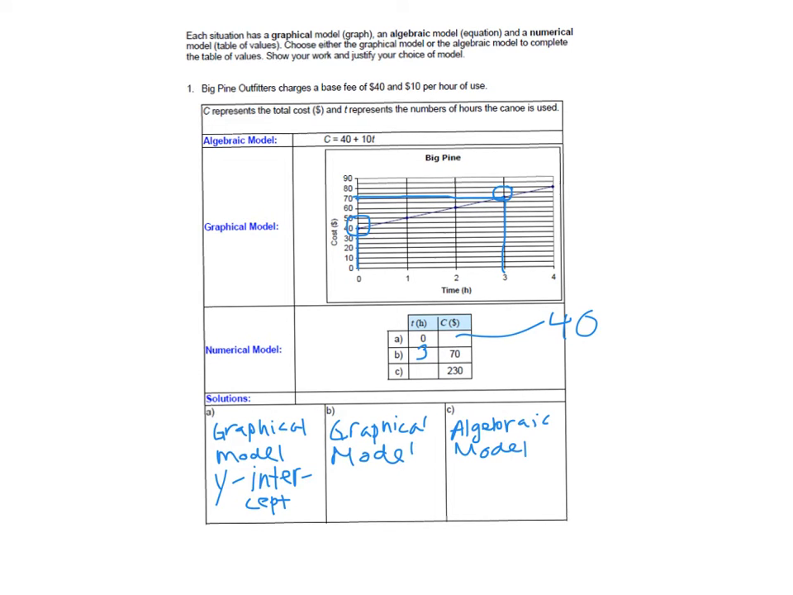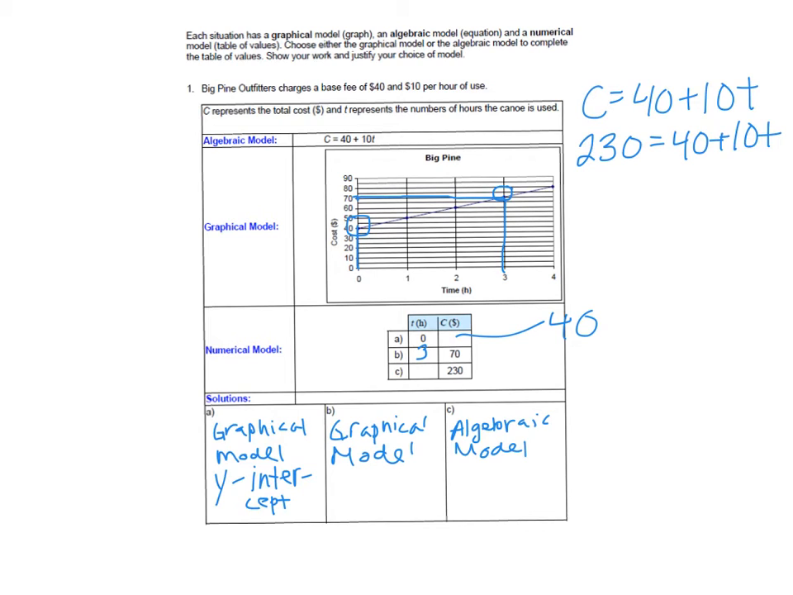And now I can solve this using algebra. So when the cost is 230, how many hours? I'm going to have to substitute 230 in for C in the equation. So our equation, as you can see over there on the left, is C equals 40 plus, sorry, plus 10T. Okay, so I'm going to substitute in 230 for C. 230 equals 40 plus 10T.